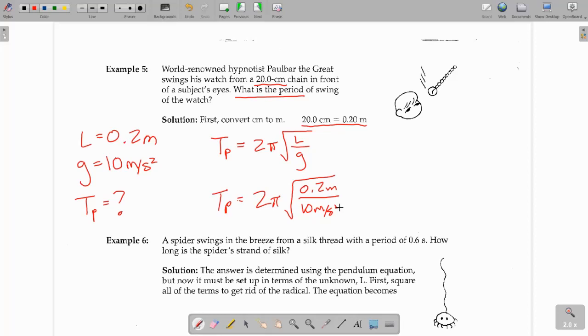Okay, so if you start by doing 0.2 divided by 10, it'll come out as 0.02. Then square root that answer, and you're going to get 0.1414. Then we will multiply that by 2 pi, and you should get 0.888. So I'm going to round that to 0.89 seconds. Okay, so make sure you check your calculator, and if you're having issues with that, let me know. Let's go ahead and move on.